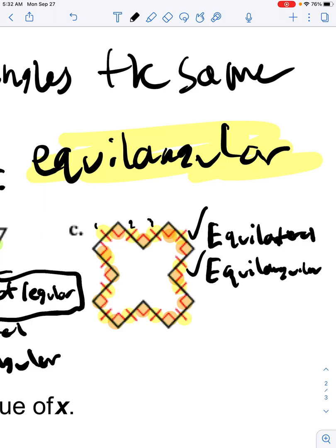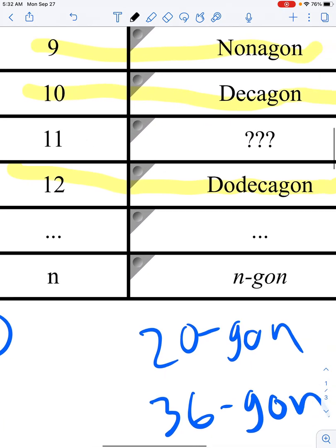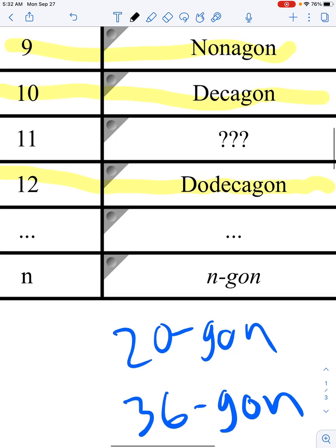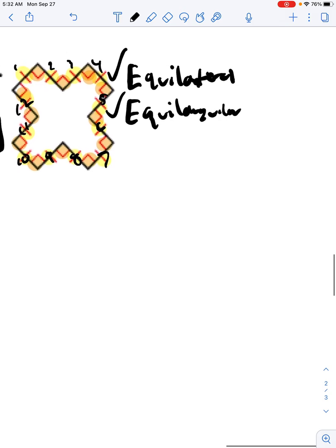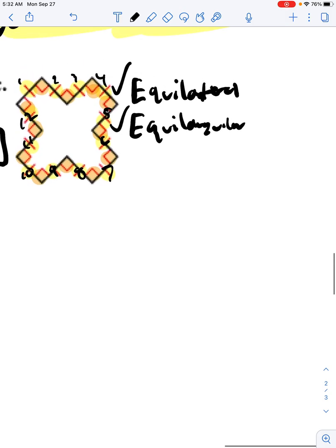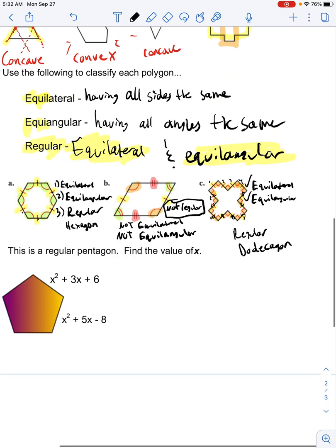Let's count the sides. 1, 2, 3, 4, 5, 6, 7, 8, 9, 10, 11, 12. So, kind of an interesting way. Not always how you see a dodecagon being written, but that is what we are going to call it. A regular dodecagon. Okay.